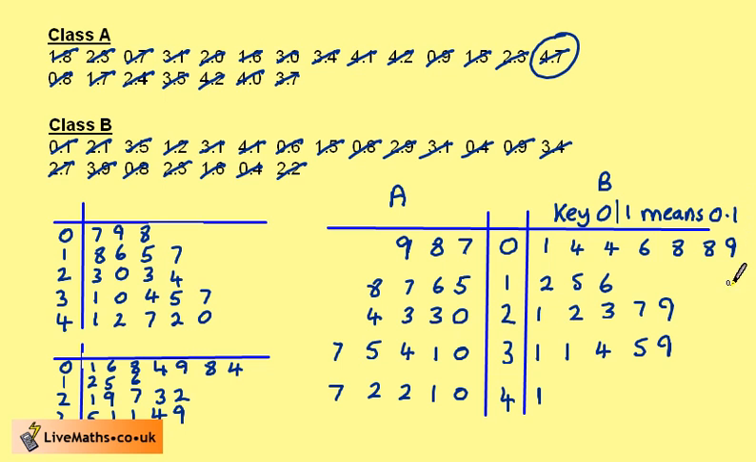If we look at the shape of our diagram, we can clearly see that the distribution for Class A is different to Class B. Class A has more high numbers and Class B more low numbers. What this means would depend on the context of our measurements.